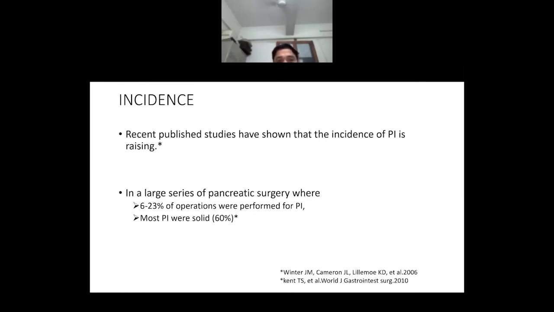Recent published studies have shown that the incidence of pancreatic incidentaloma is rising. In a large series of pancreatic surgery, 6 to 23% of operations were performed for pancreatic incidentalomas, and most of the pancreatic incidentalomas in that study were solid lesions, that is 60%.